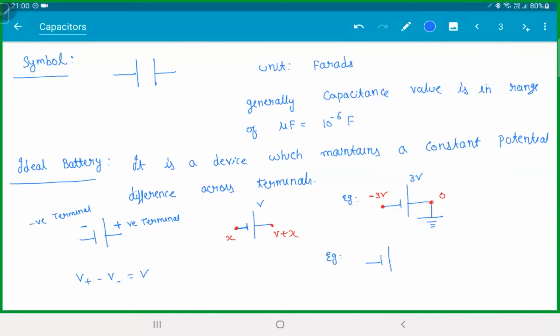What about this one? Let's say we have 3 batteries like this. This is grounded. This is 2 volt. This is 3 volt. And this is 5 volt. What is the potential here?